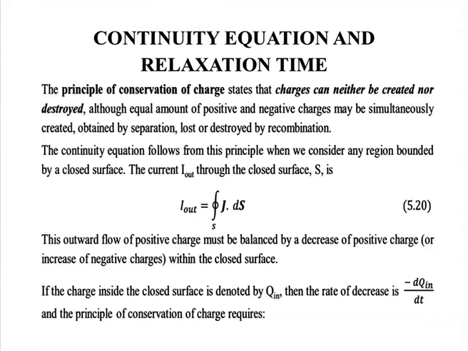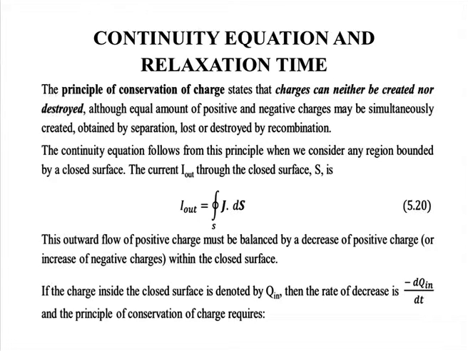The continuity equation is based upon this law of conservation of charge when we consider any region bounded by a closed surface. The current I out through a closed surface S is given by equation 5.20, which is I out is equal to the closed surface integral of J dot ds. Now, the outward flow of positive charge must be balanced by a decrease of positive charge or an increase of negative charge within that closed surface.